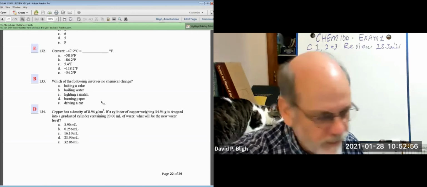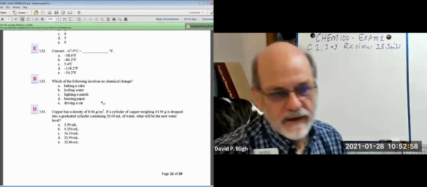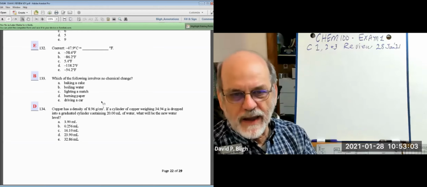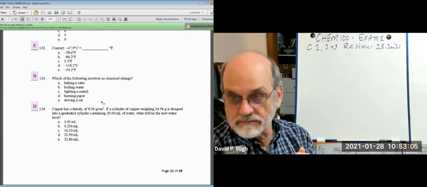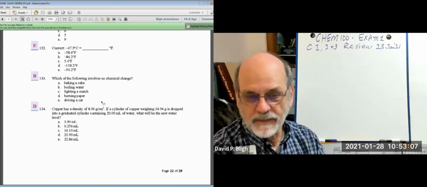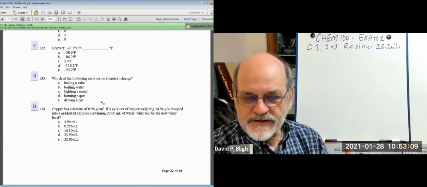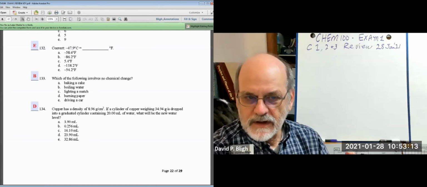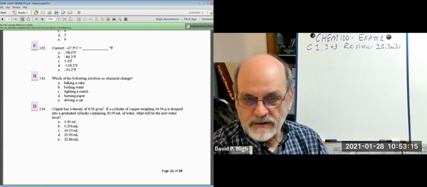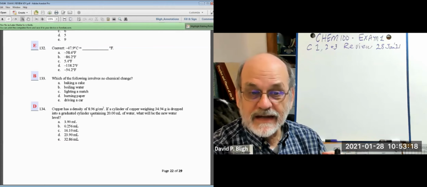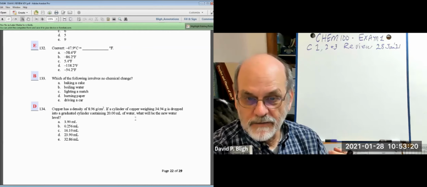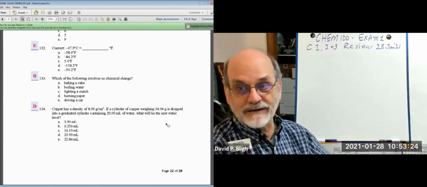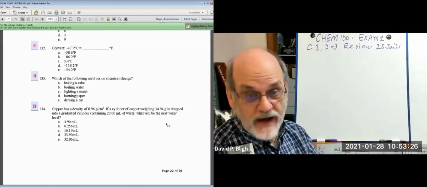Okay, 134 is next. Okay, copper has a density of 8.96 grams per cubic centimeter. All right, it's going to sink in water. If a cylinder of copper weighing 34.94 grams is dropped into a graduated cylinder containing 20 milliliters of water, what will be the new level of water? Now you have to stop and think.